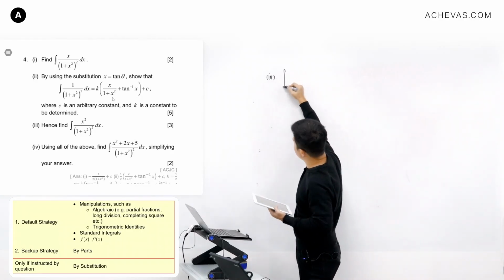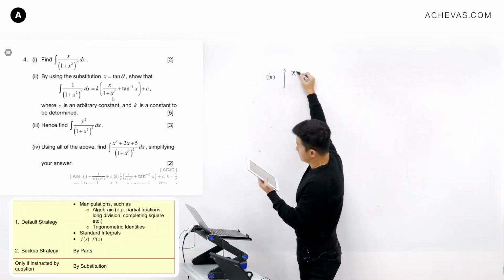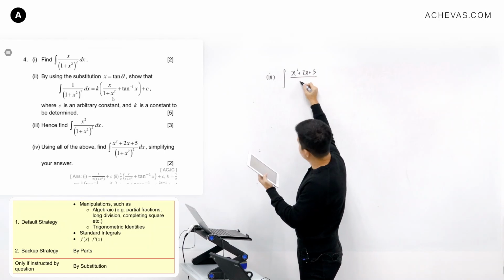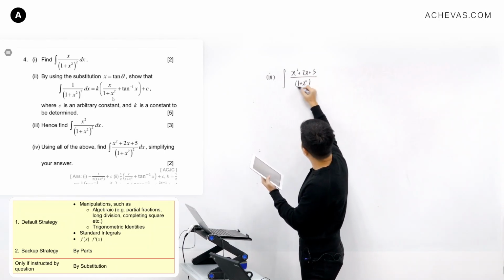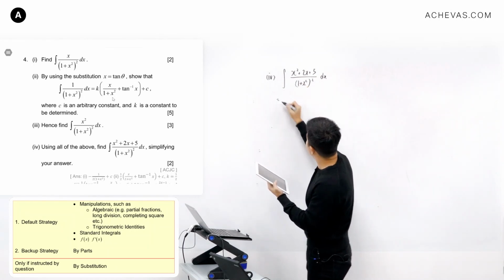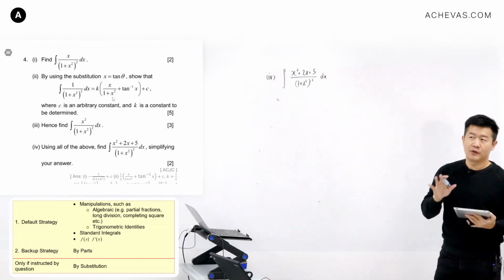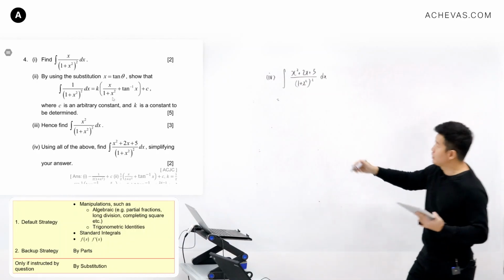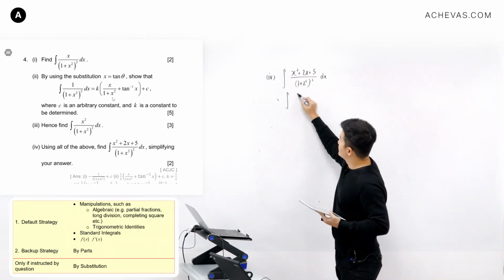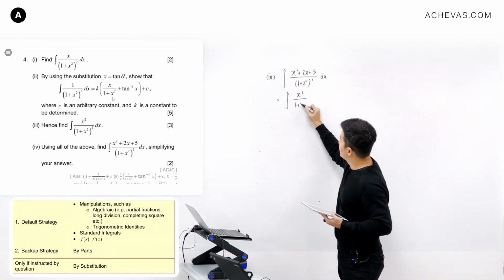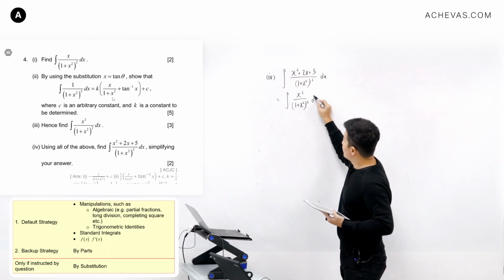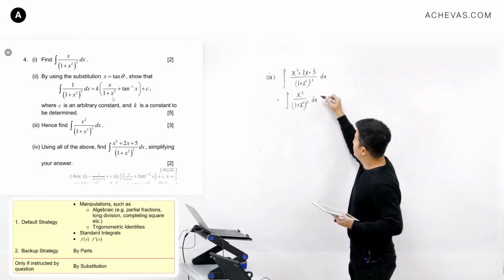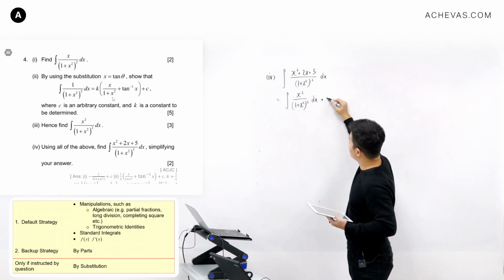Part 4. We are supposed to integrate this x squared plus 2x plus 5 divided by 1 plus x squared, square. For this, I think the manipulation is easy. I will just break it up into 3 separate fractions. First is this x squared over 1 plus x squared square, which I can make use of the result from part 3. Then the other one is going to be plus 2.